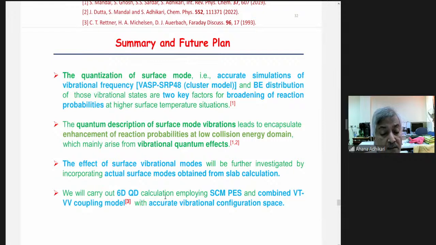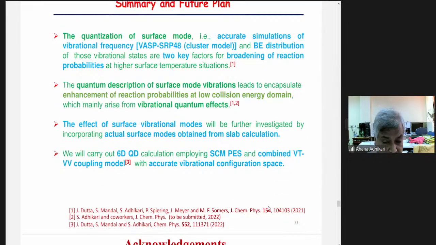We'll carry out full quantum dynamic calculation employing SCF potential energy surface. SCF means the interaction between hydrogen and copper at non-zero surface temperature, combining VT and VV, that means linear and bilinear coupling, with accurate vibrational configuration space. That means vibrational frequencies and a transformation matrix between local and the surface modes. That is also very important. And you can see those calculation references, you can go through.